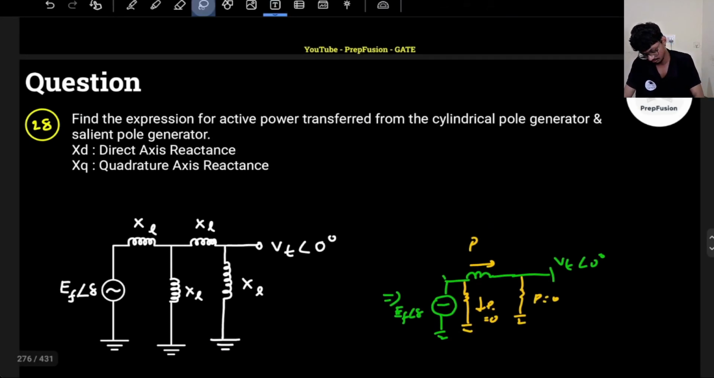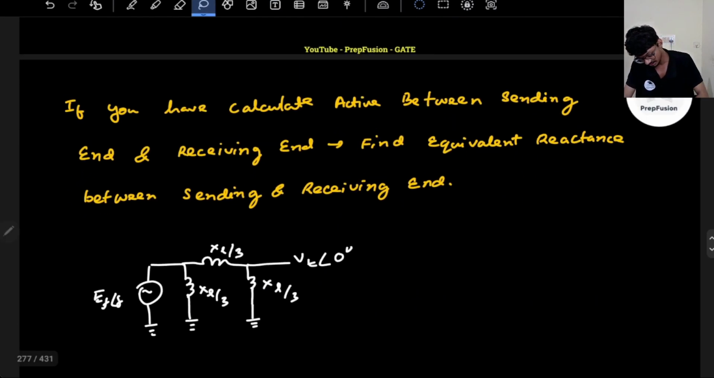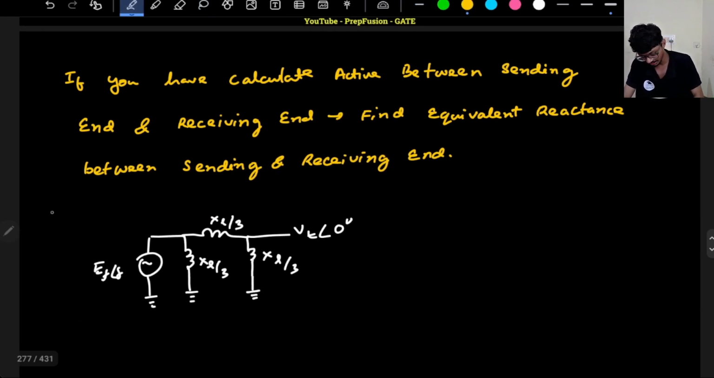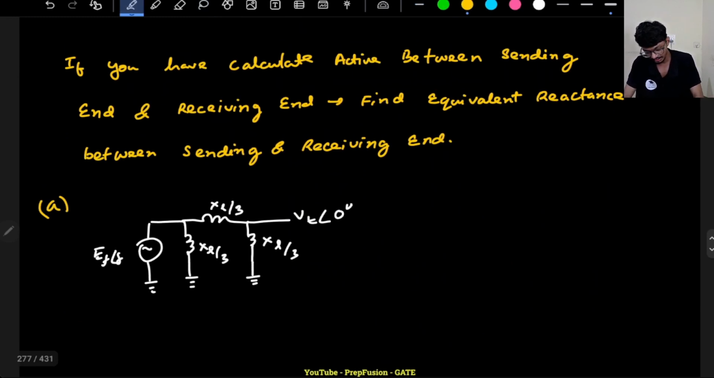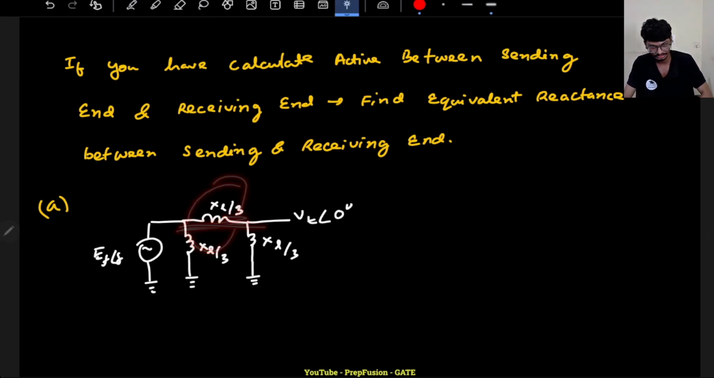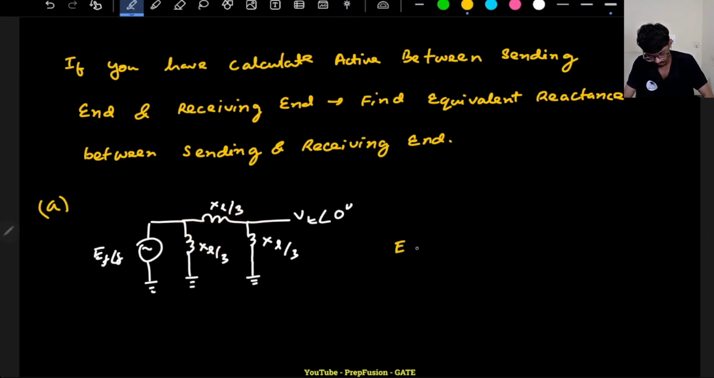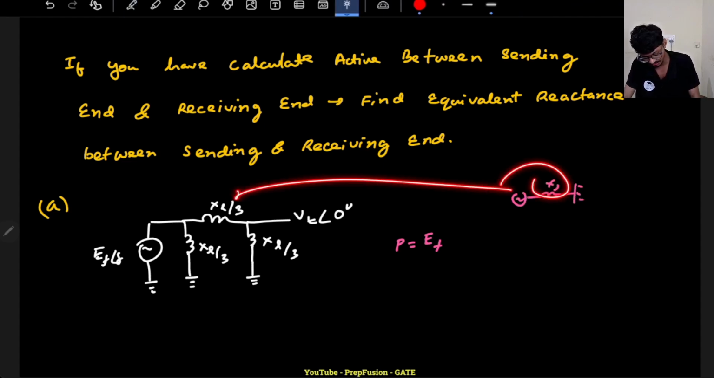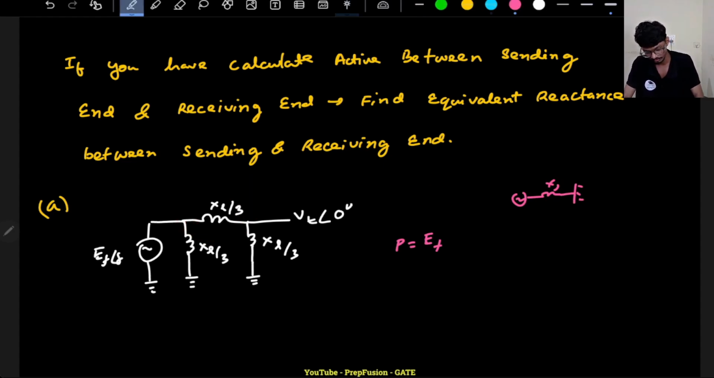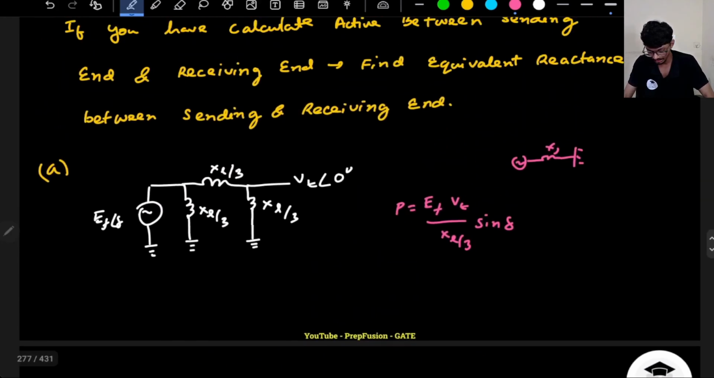So this is the part 1 for cylindrical. For part 1 for cylindrical it will be very easy, right? For cylindrical, if no excess is given to you, then this is the formula for power transfer. P will be equals to EF, and now previously we had only this thing, right? Excess, then this VT. So this excess is actually this only. So this will be EF VT by XL by 3 into sine delta. Okay, this was for the cylindrical pole rotor.